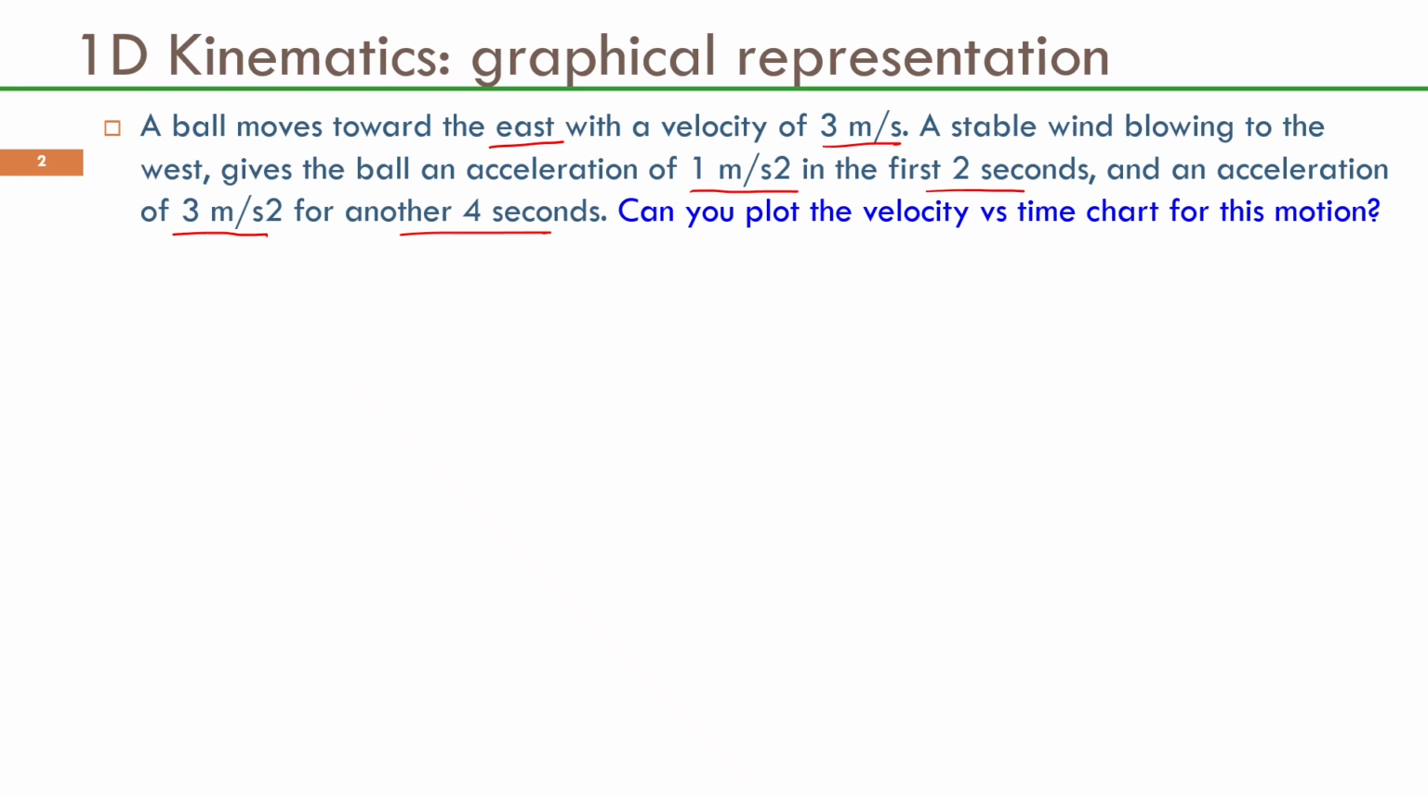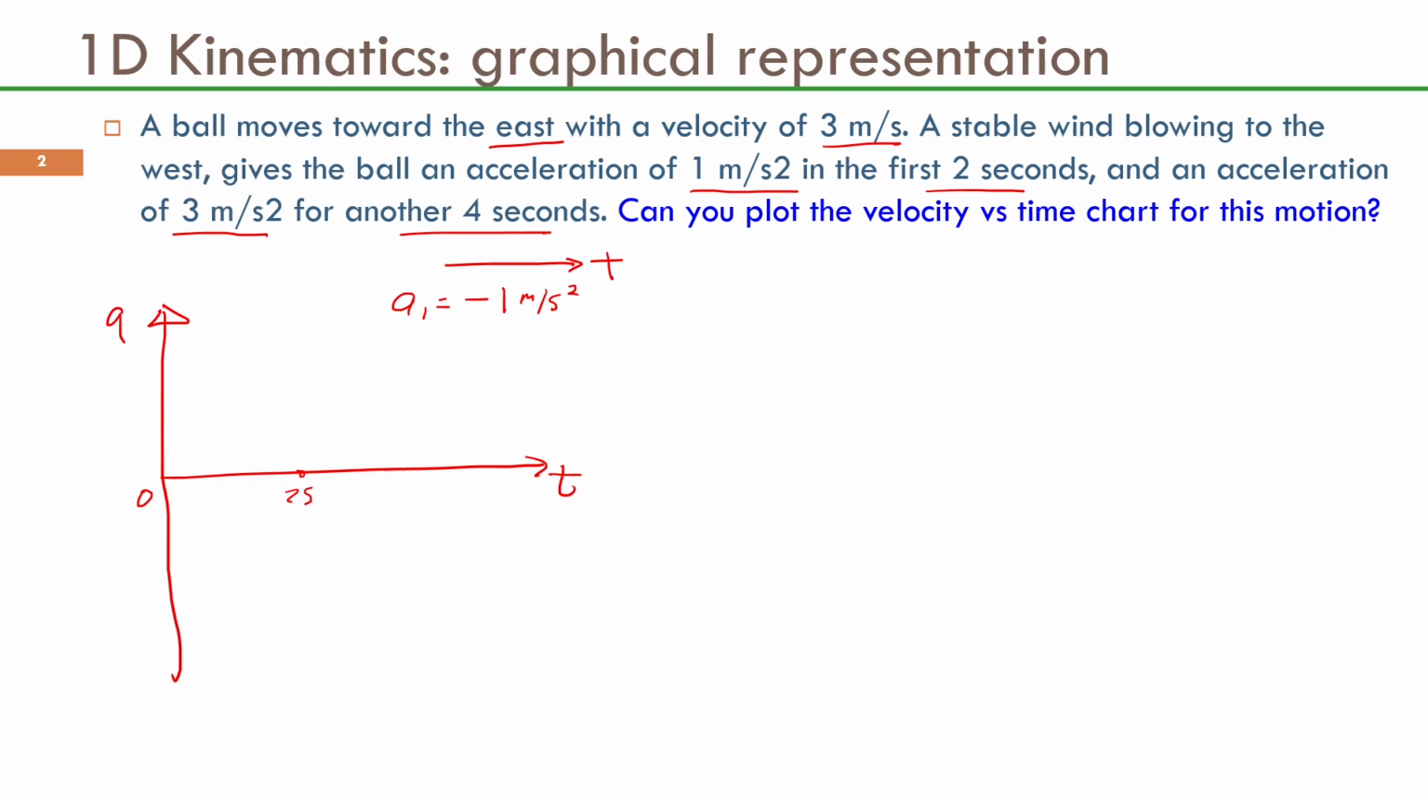Well, to plot the velocity versus the time chart is not very straightforward, but we can easily plot the acceleration versus time chart. So if we plot acceleration versus time chart, we can do something like this. If we set going to the east, going to the right as our positive direction, my acceleration in the first 2 seconds would be a1 equals minus 1 meter per second square, because this acceleration is going to the west. So the curve would look like this.